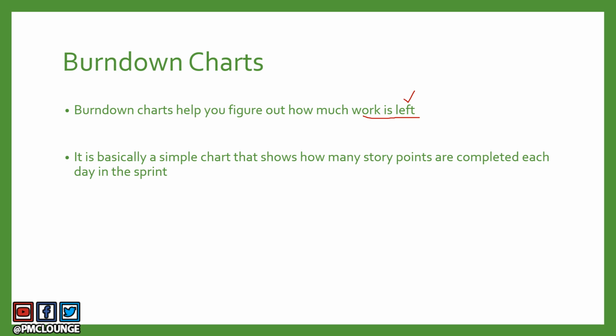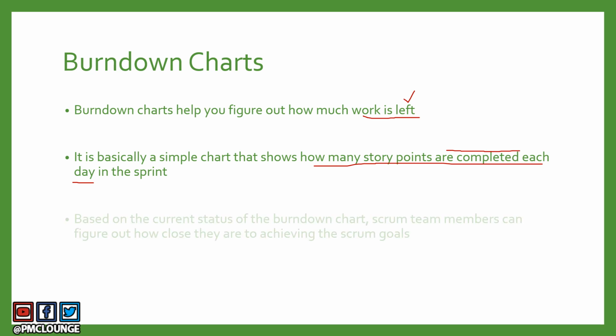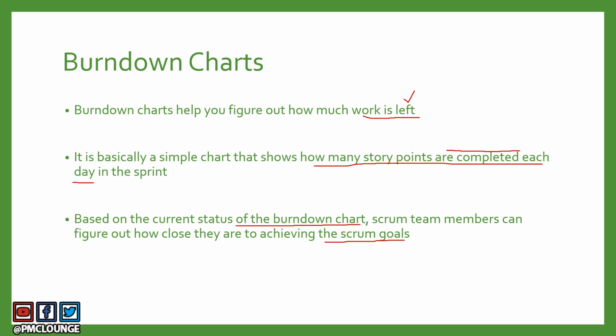Now, these are simple charts and they show you how many story points are completed each day in the sprint. So basically every single day in your sprint, the burn down chart gets updated, and the story points that you have completed are reflected in it. You look at the burn down chart of today, and you will be able to figure out how close you are to achieving the scrum goals. So that's the whole idea behind burn down charts.